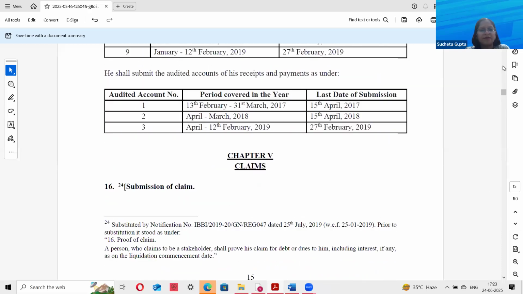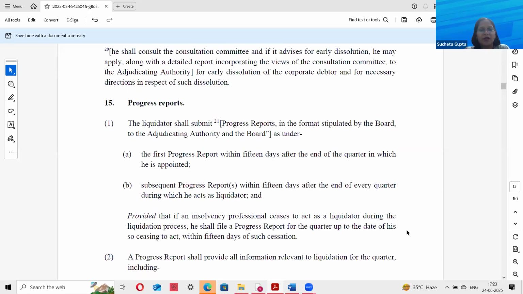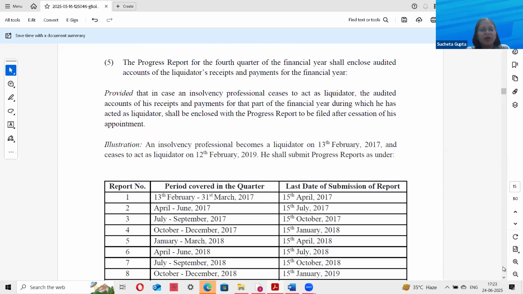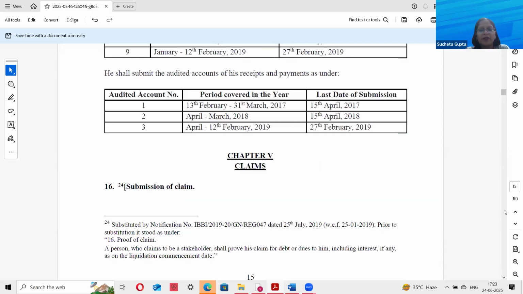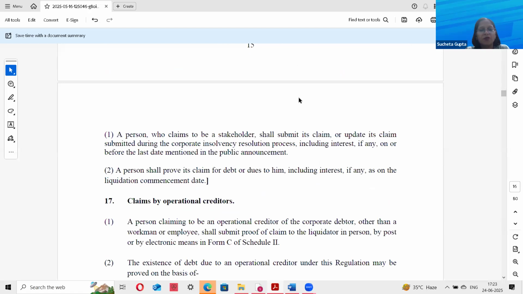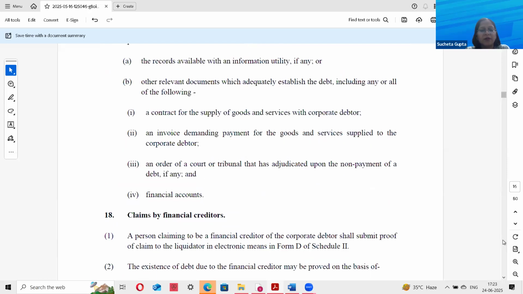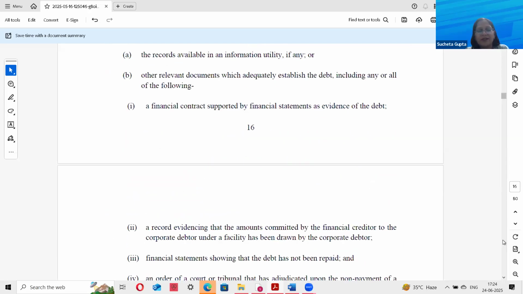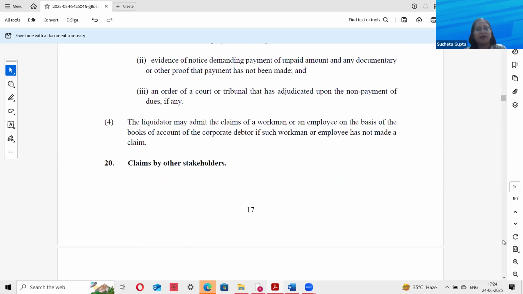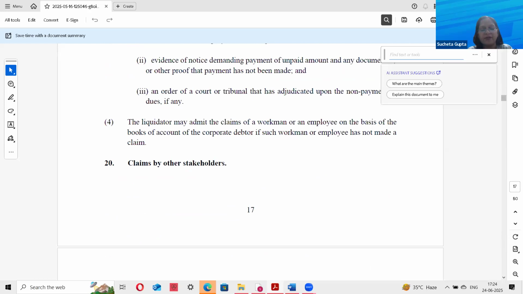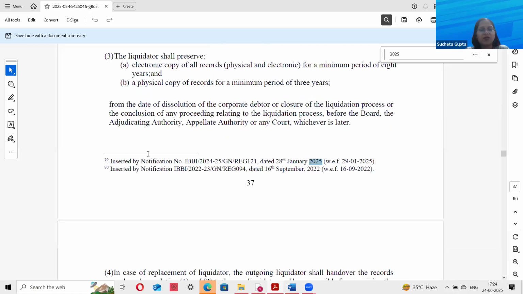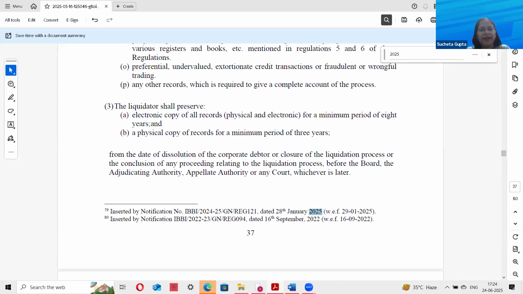This is where we are. We have discussed the progress report and what is required to be in the progress report. Now, submission of claim, we all know in which form it is required to be submitted by OC, by FC. There are so many pages in this regulation and only half an hour left, so we will discuss the new amendments, because you all know these regulations. Let's see some amendments that came recently. This was inserted on 28th January 2025.